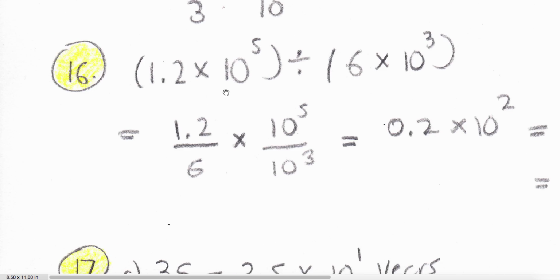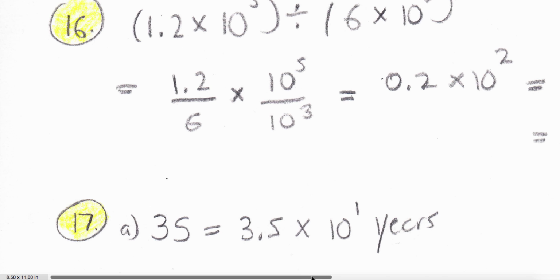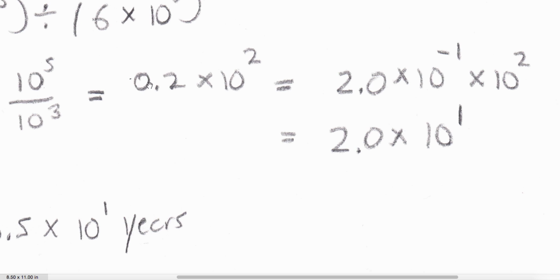16. 1.2 times 10 to the 5th divided by 6 times 10 to the 3rd is the same as 1.2 over 6 times 10 to the 5th over 10 to the 3rd. 1.2 divided by 6 is 0.2. 5 minus 3 is a power of 2, so this is 0.2 times 10 to the 2nd. But that's not scientific notation, because in scientific notation the first digit is always non-zero. So I transform the 0.2 into 2.0 times 10 to the negative 1 times 10 to the 2. And now I add the powers. So the final answer is 2.0 times 10 to the 1st.